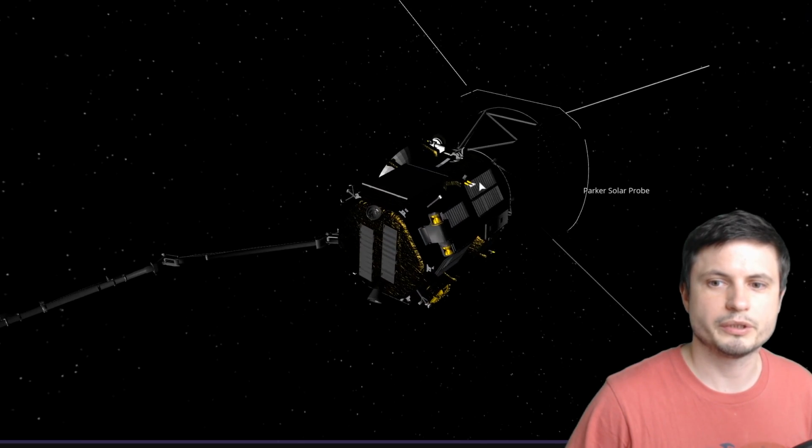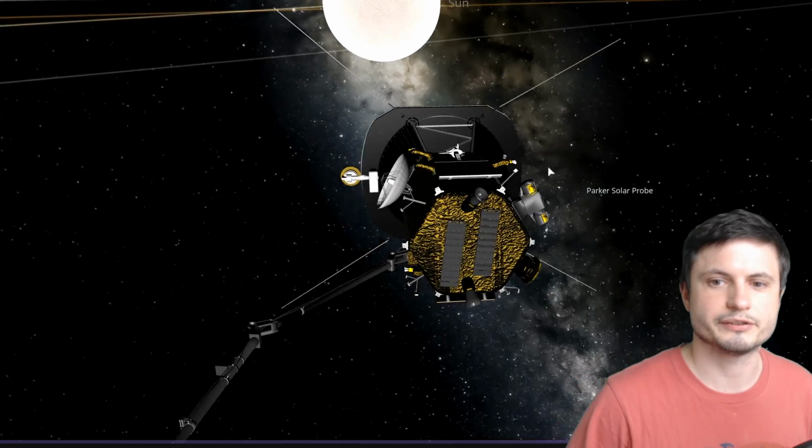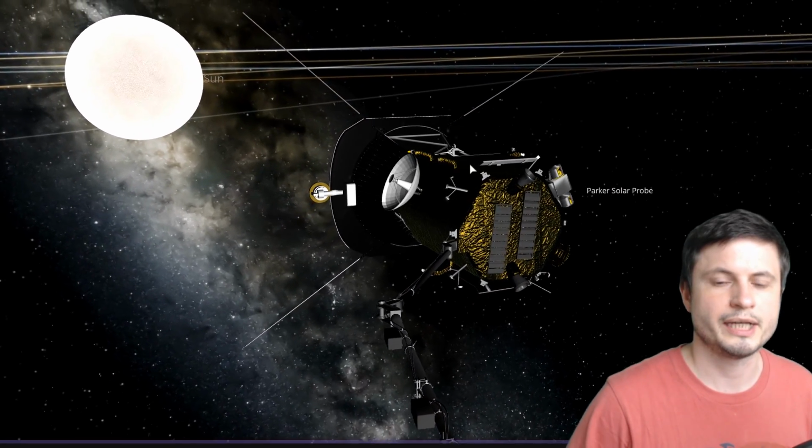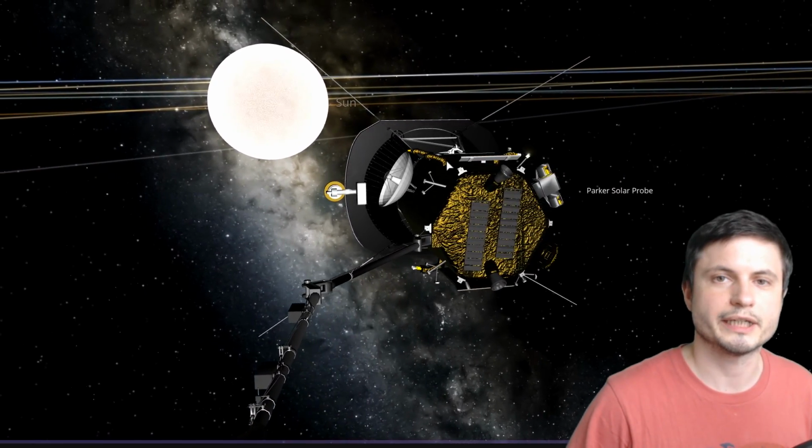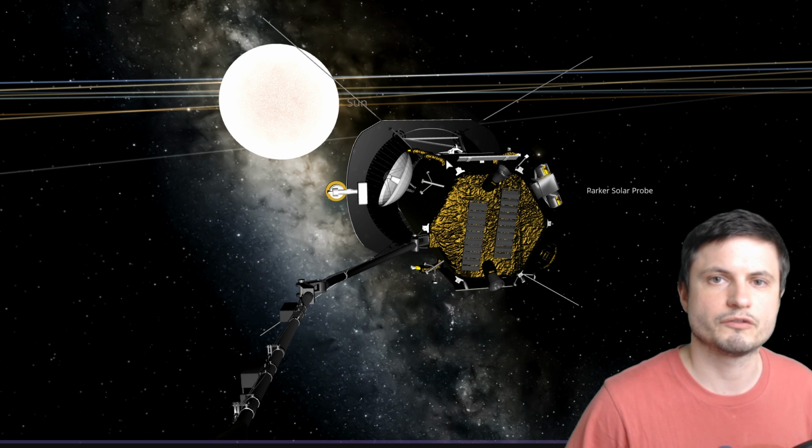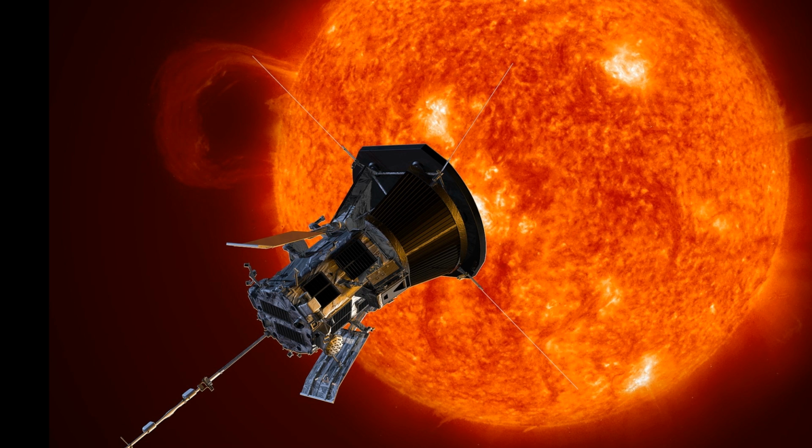Anyway, so this is what the probe sort of looks like. This is the simulation using Universe Sandbox, and this is what the Sun is going to look like when it approaches it at a distance of about 7 million kilometers, which is about 4 times closer than the distance that it currently has. In other words, it's actually going to move a little bit closer.